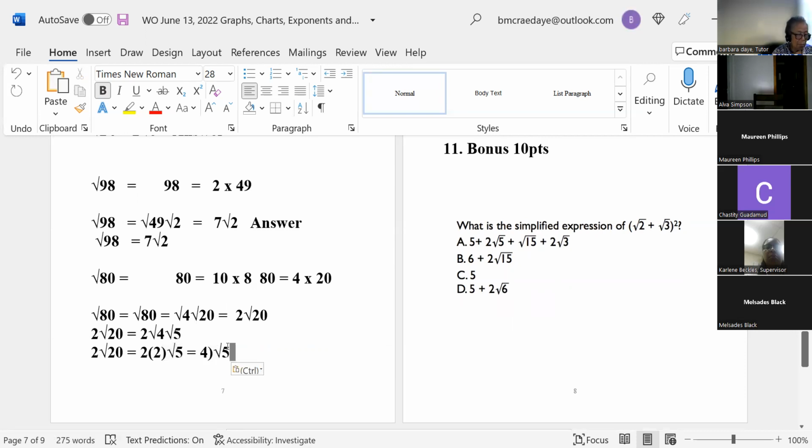Miss, can I say something about what we're doing there? Yes. Because 4 times 4 is 16, times 5, you get 80. That's right. So you could have said what? Now, Maureen gave me 4 and 20, and the square root of 4 is 2. Square root of 20 is 4 and 5. So 2 times the square root of 20 is 2 times the square root of 4 times the square root of 5. Square root of 4 is a 2, and 2 times 2 is 4. 4 times the square root of 5.